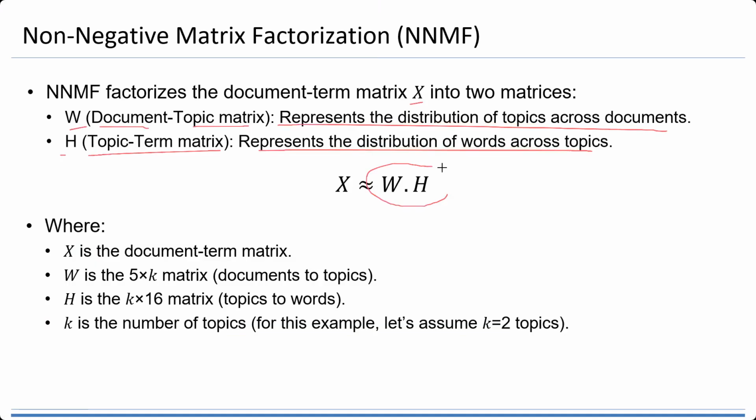So as I mentioned to you, we can decompose into W and H. So in this case, if we define K as the number of topics, let's say K equals 2, then W is 5 multiplied by K, and H is K multiplied by 16. So K is the number of topics. Let's say if K equals 2, then we can just replace this with 2. So X is the document term matrix, which is the original matrix from the bag of words.